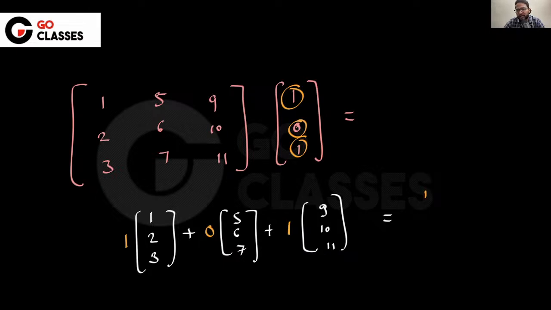1 plus 9 is 10. 2 plus 10 is 12. 3 plus 11 is 14. So basically 10, 12, 14 must be the answer. You can use your own way.